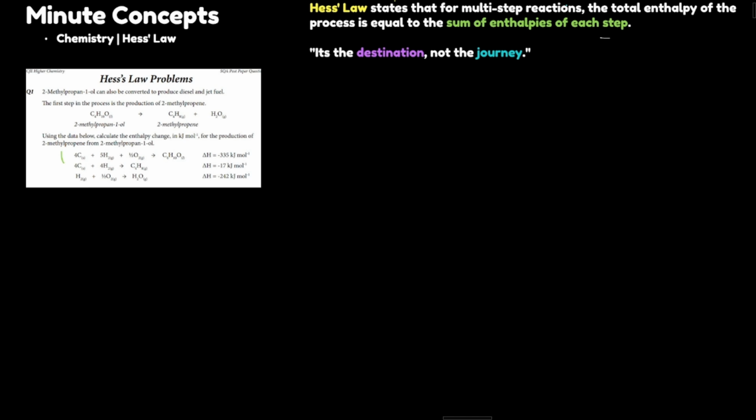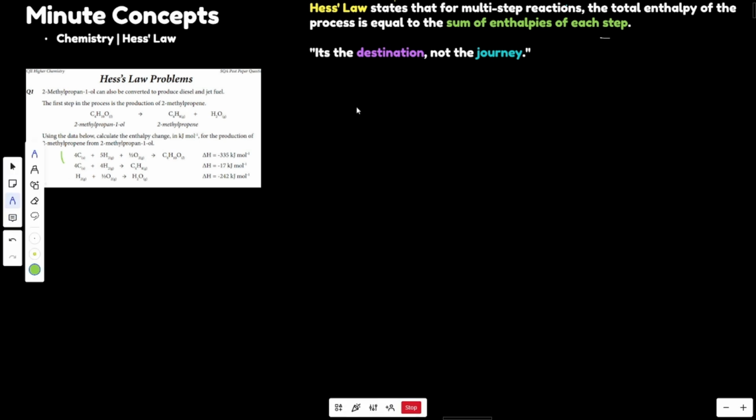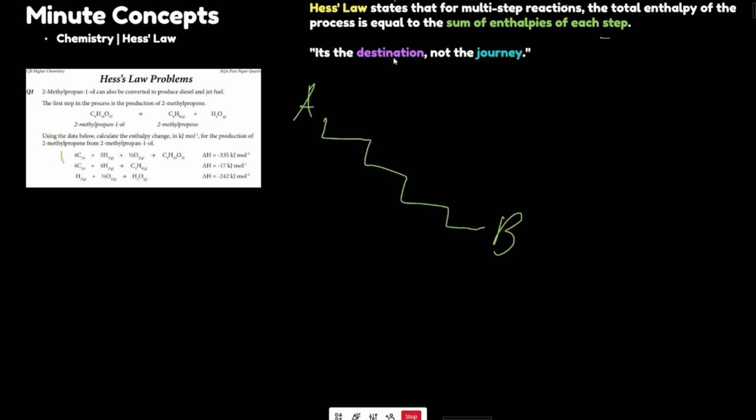So Hess's Law covers multi-step reactions, and multi-step reactions are, as the name suggests, reactions that lead you to a certain point, however it takes multiple steps to get there. So imagine going from point A to point B, but there's stairs in between. Every step on the stairs is a step in the multi-step reaction.